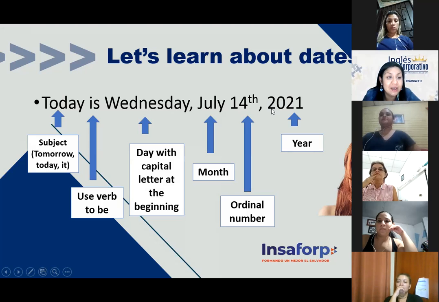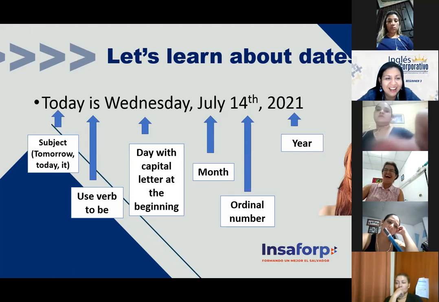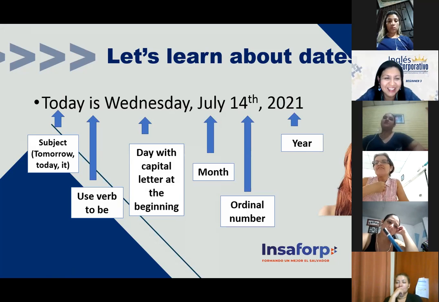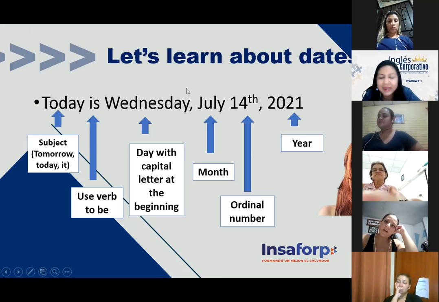Otra manera de decirlo es decir el número completo en inglés, que sería, ¿qué vamos a ver? 2021. ¿Cuál es más fácil? 2021. Both. For me, 2021. Yeah, that's the easiest way. Or if you want, you can say 2021. Okay.